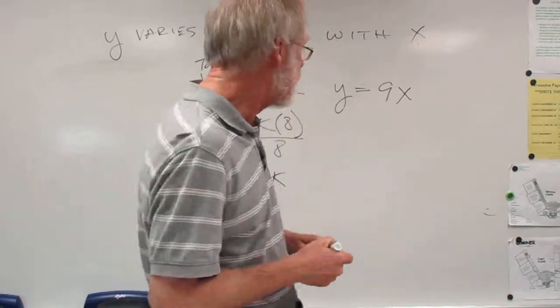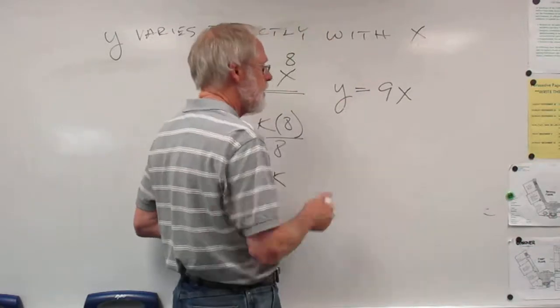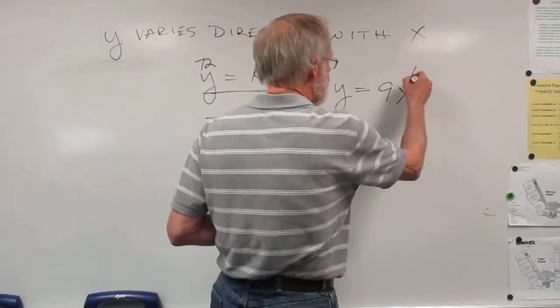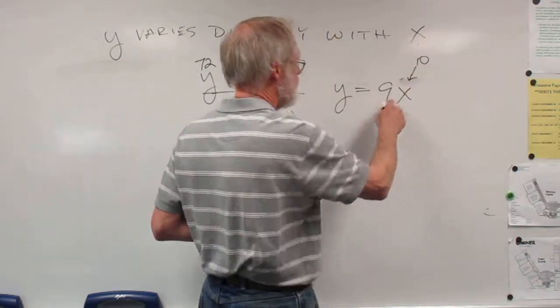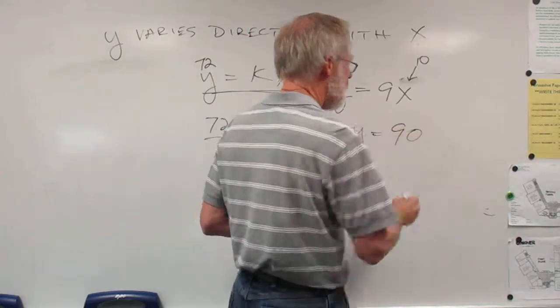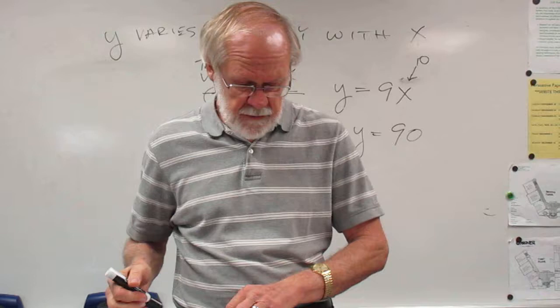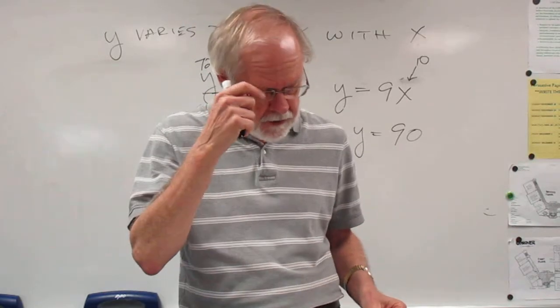Now you might be asked to go a step further and then say, well, what is y if x is 10? So you put the 10 in here, and you get 10 times 9. So if x is 10, y then would be 90. All right, some of these are going to be word problems, but this is the concept of how they work.